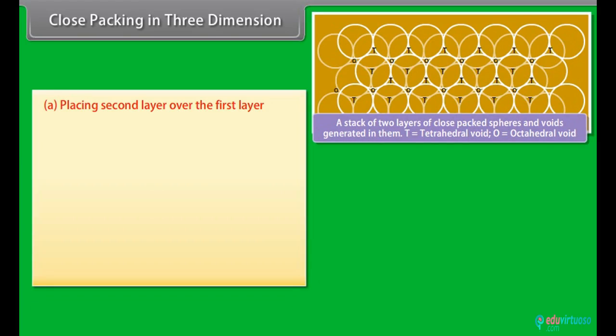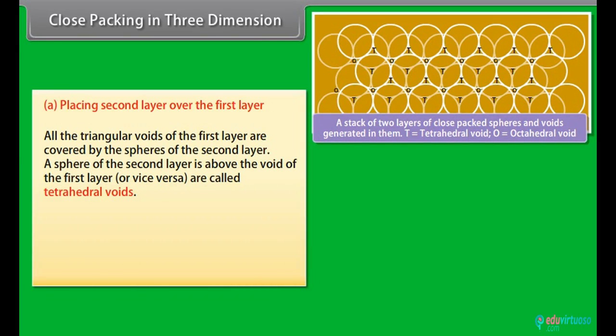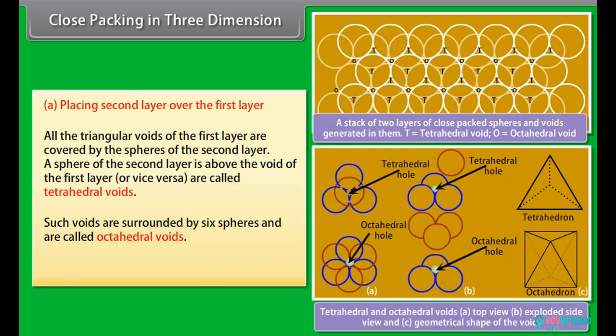A. Placing second layer over the first layer. All the triangular voids of the first layer are covered by the spheres of the second layer. A sphere of the second layer above the void of the first layer, or vice versa, forms tetrahedral voids. Such voids surrounded by 6 spheres are called octahedral voids.